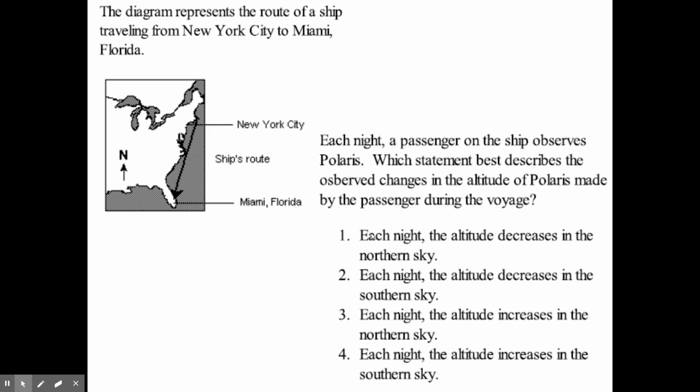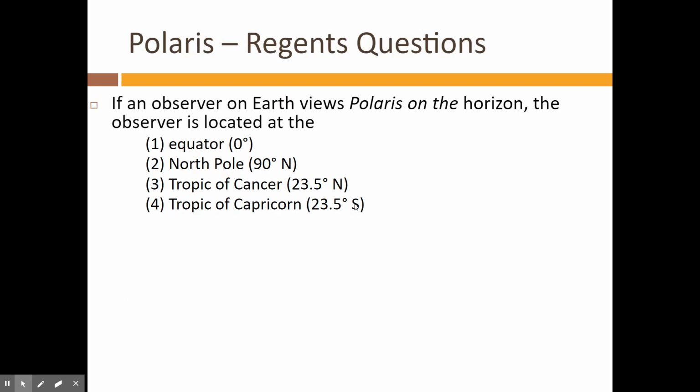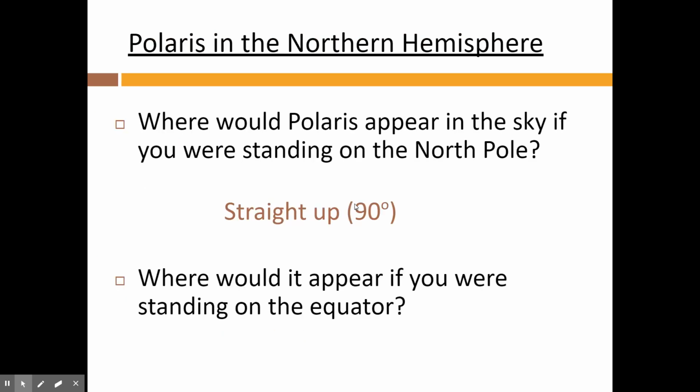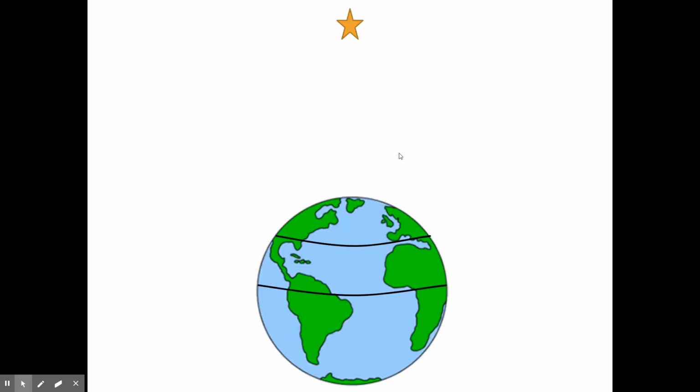Okay, so that's a little bit about Polaris. Again, it tells you your latitude. These are the big takeaways from this. It tells you your latitude. You can only see it in the northern hemisphere, and you can find it with the Big Dipper.